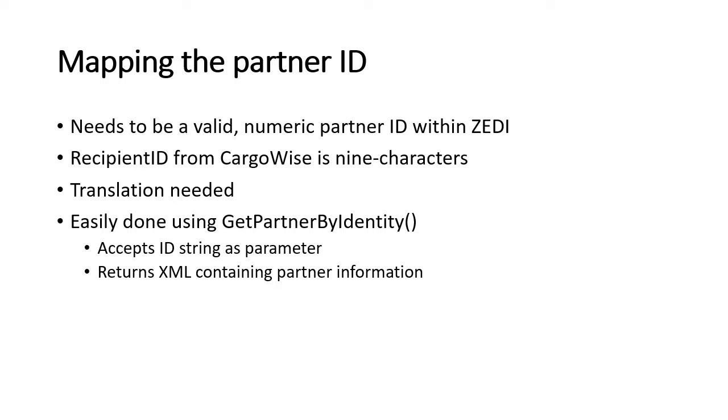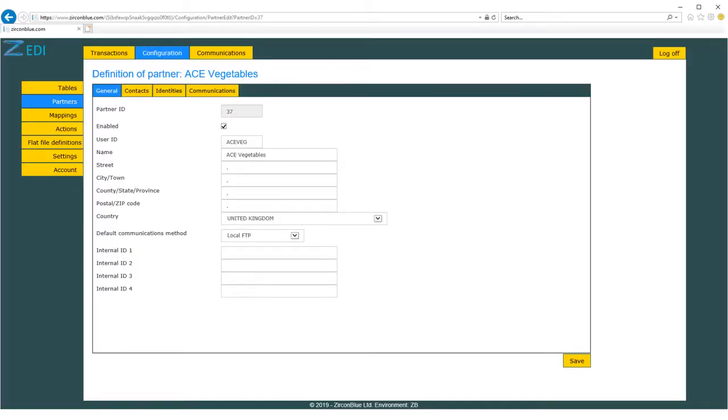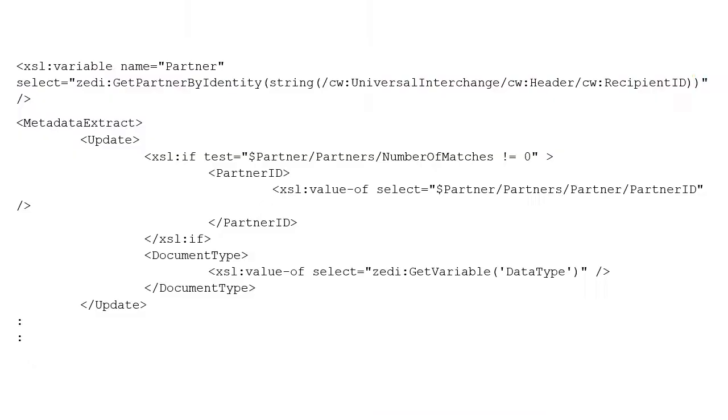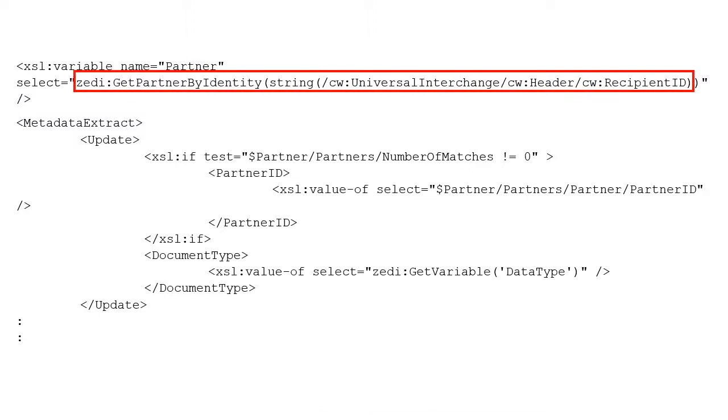that have that identity. For the sake of this description, we're going to say that the recipient is Ace Vegetables, and within CargoWise they're known as AceMan Pre-RD. Within Zeddy, they're set up as partner ID 37. In the identity section of the partner definition, we can add AceMan PRD as an identity for this partner. The metadata extract style sheet can now use the getPartnerByIdentity function to determine the partner ID. The code looks like this.